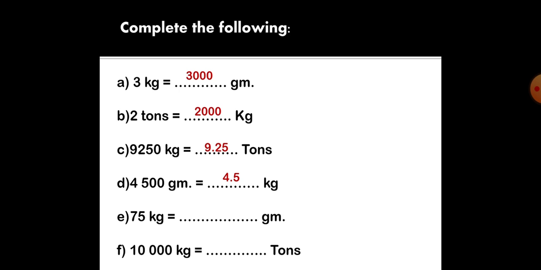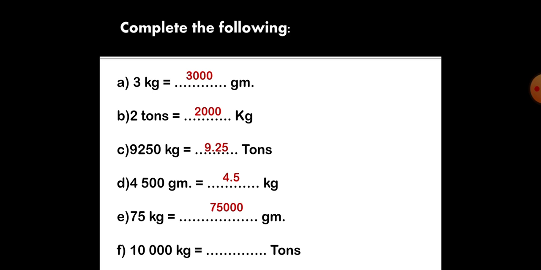Okay. Number E, 75 kilograms. How many grams? Here I'm going from big to small. I should multiply 75 by 1000. It will be 75 thousand.